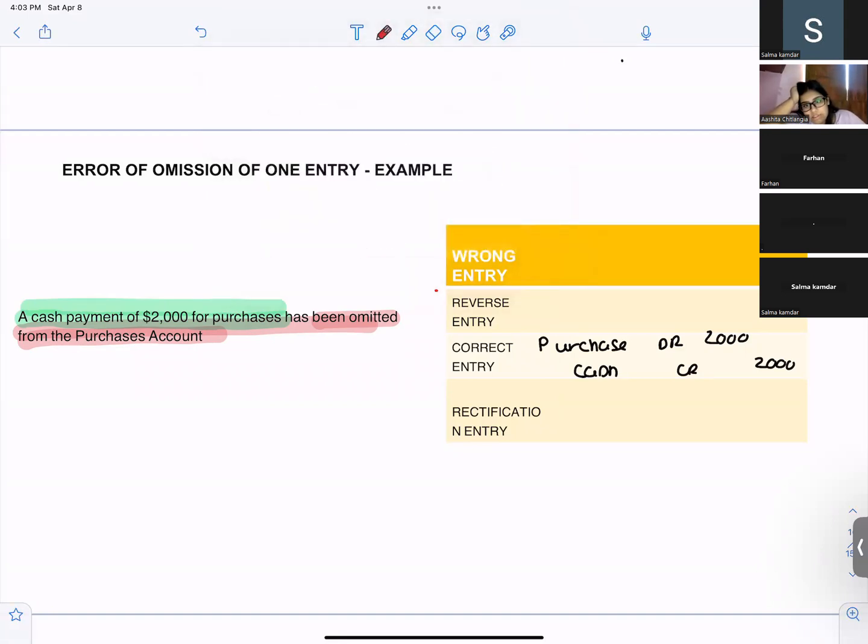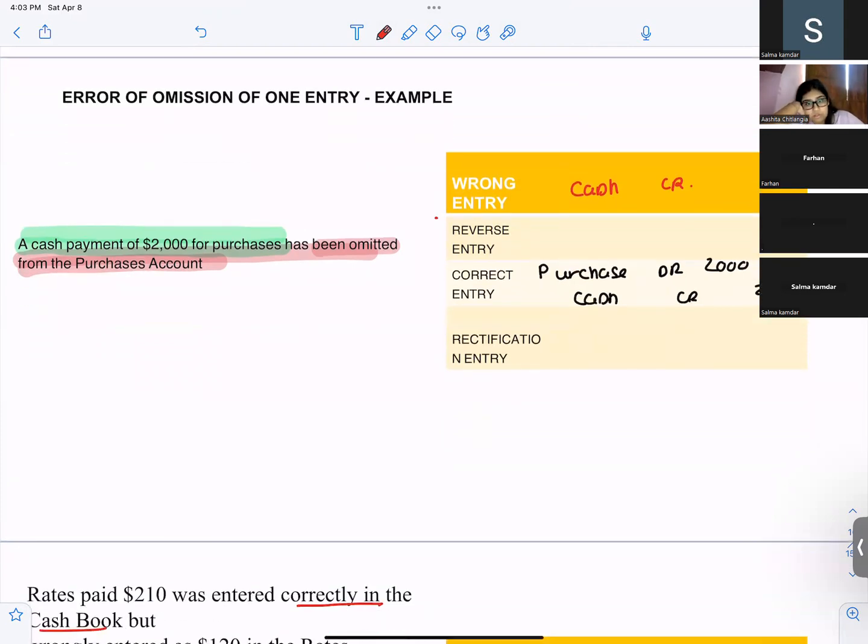You did cash credit and you didn't record purchase. What did you write? Cash credit. Now look over here. You have already done the cash credit, right? Yes. So when you pass the rectification entry, I will not write cash.